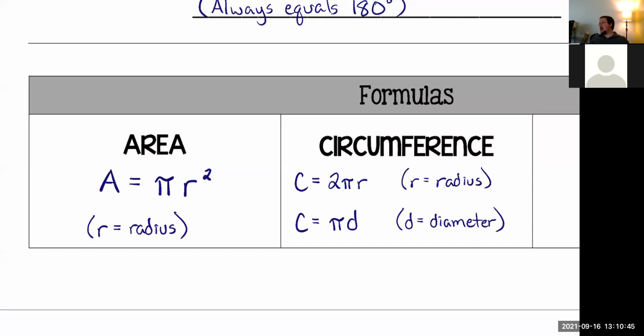Now, if you're like, I don't know if I can remember both of those, that's okay, because if you can remember at least one of them, whether you know the diameter or the radius, hopefully you can remember that the radius is just half the diameter, or the diameter is double the radius. You could then use just the same formula every single time at that point.